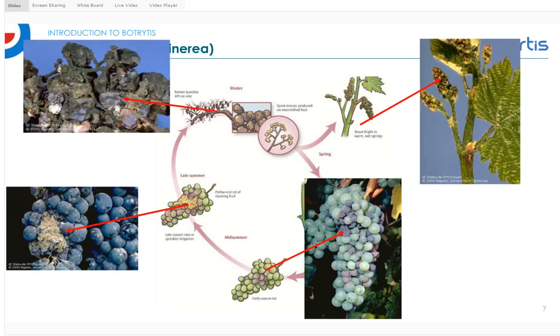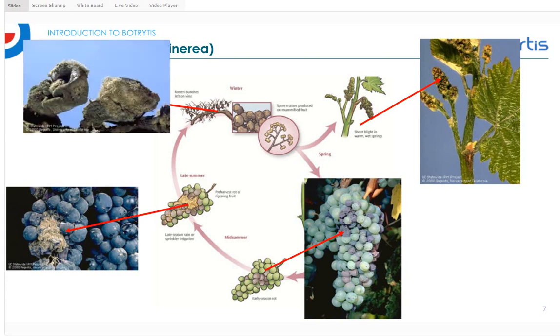It's also important to note that botrytis is very good at colonizing dead or senescent tissues and can overwinter in mummified berries, and these are what we call mummies, where it lies dormant until ideal spring conditions can lead to the next season's infections.